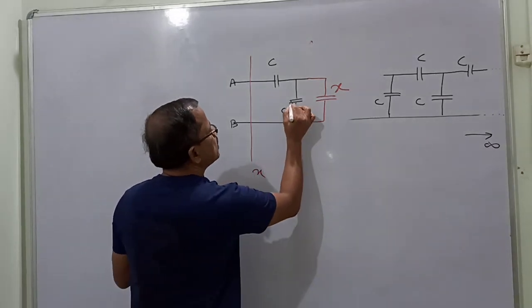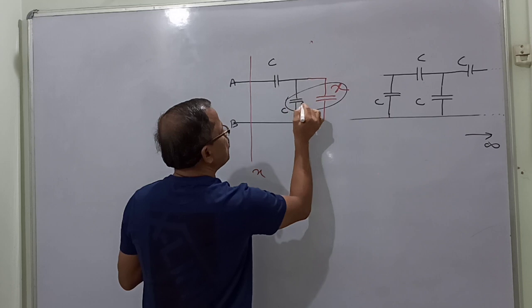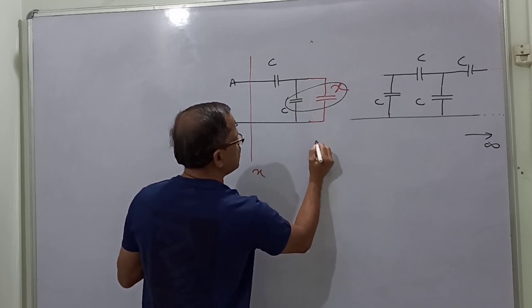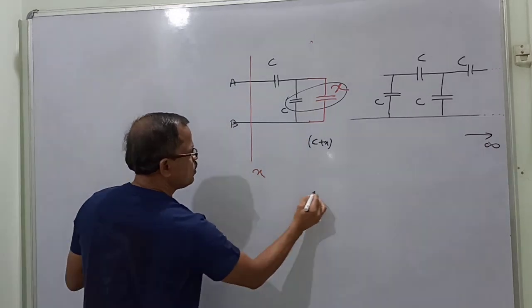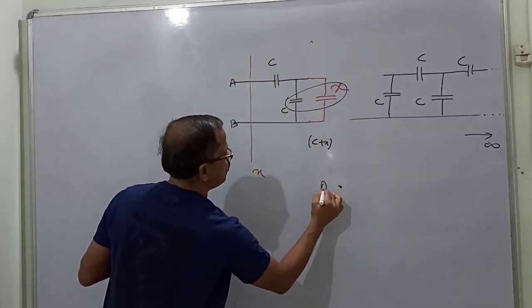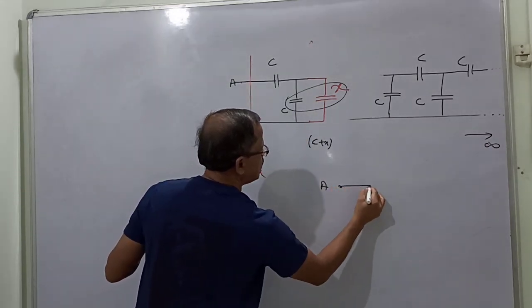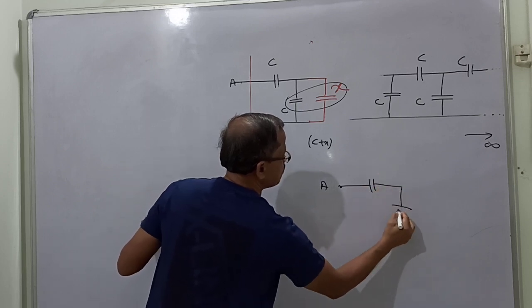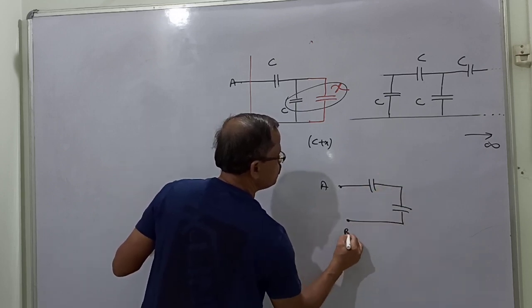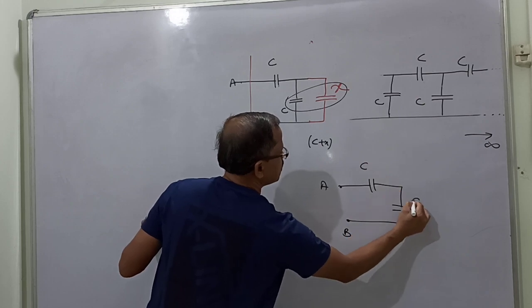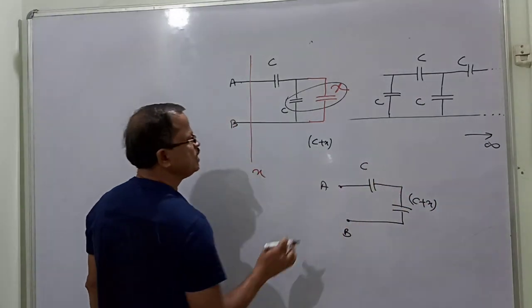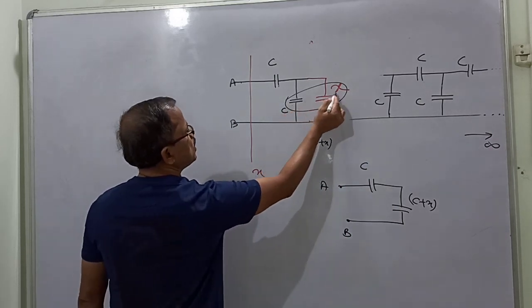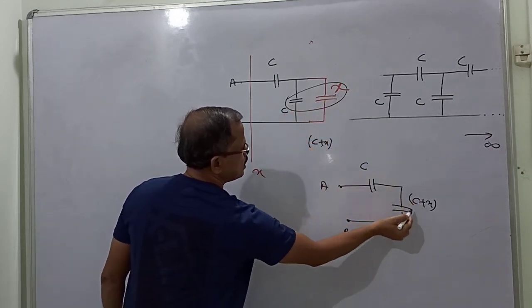You know that these two capacitors are in parallel. What is the net capacitance? The net capacitance is equal to C plus X. Draw the diagram here. This is the A point. Then there is a capacitor, and this is the B point. This is C, and this capacitor is C plus X. So these two are parallel, C plus X, and again these two are in series.